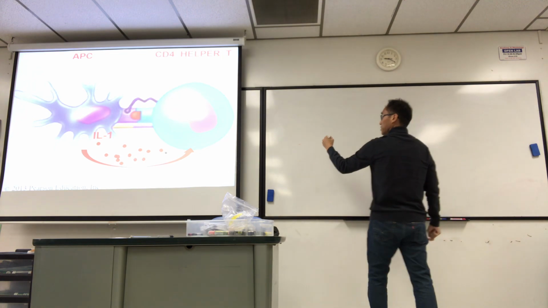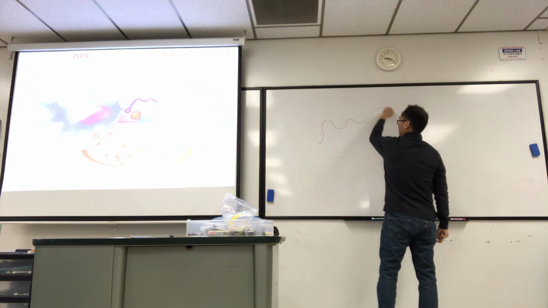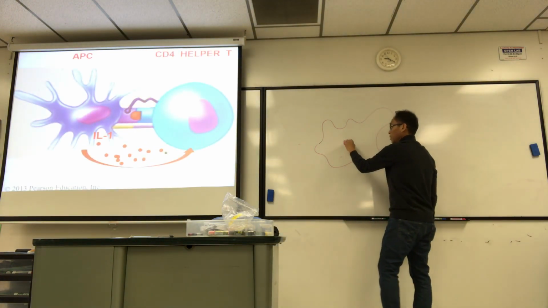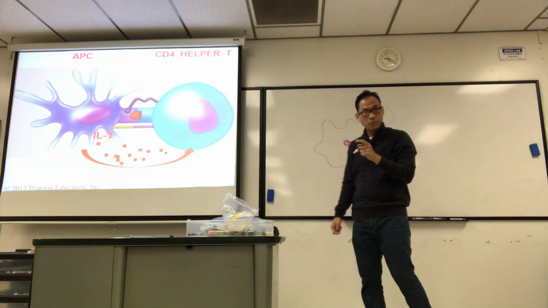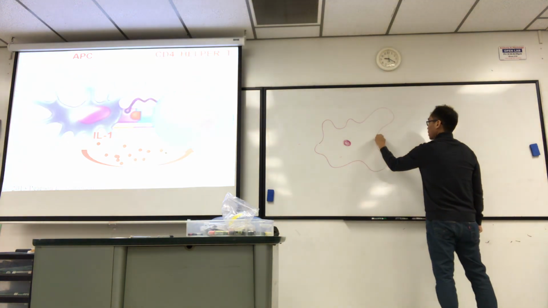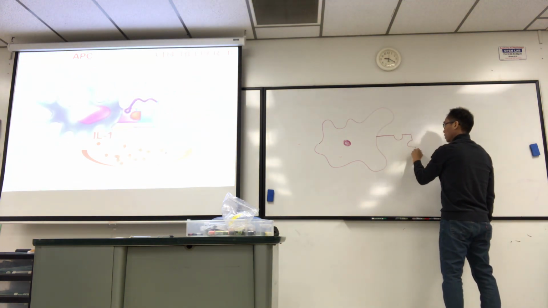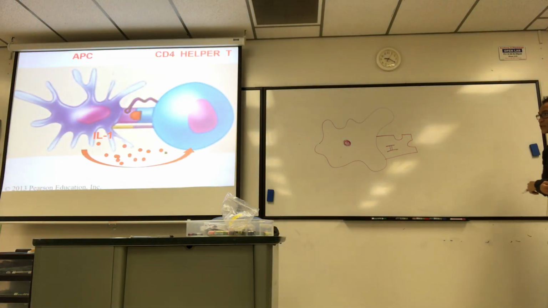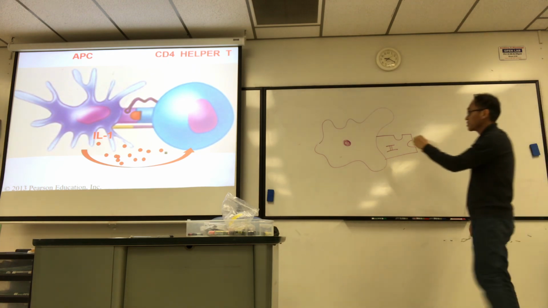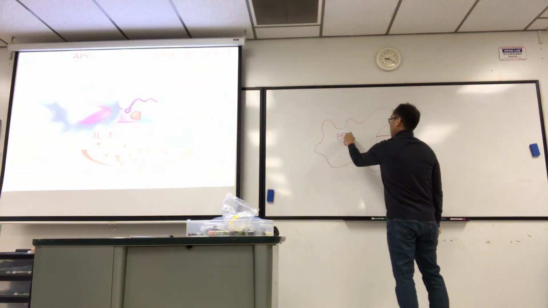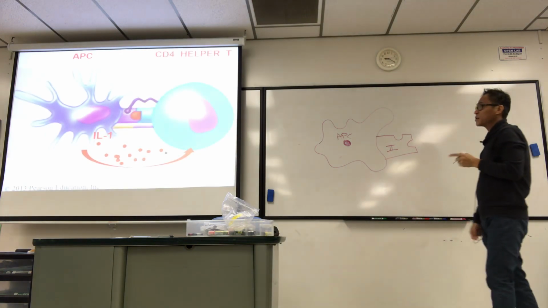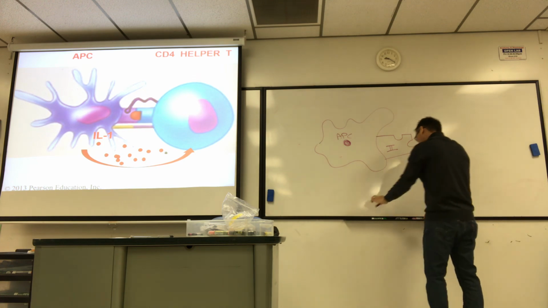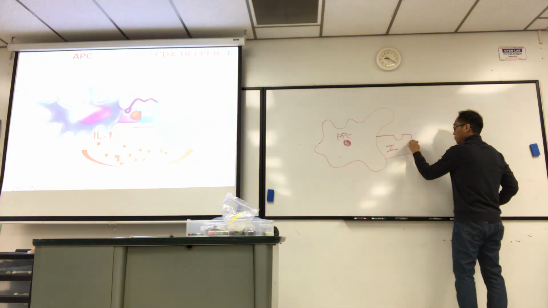So you got that APC cell. Could be a macrophage, dendritic cell. It presents the MHC class 2. I'll just put 2. That's MHC class 2. So APC on this side. What it's doing is it's interacting with the CD4 helper T cell. Oh, I forgot. Let's put the viral AG in this group here.